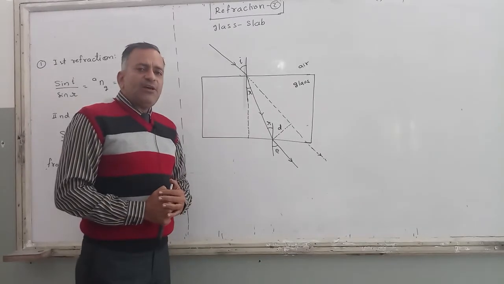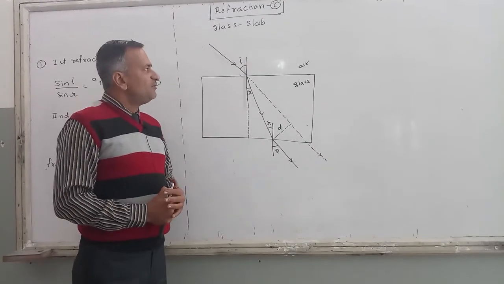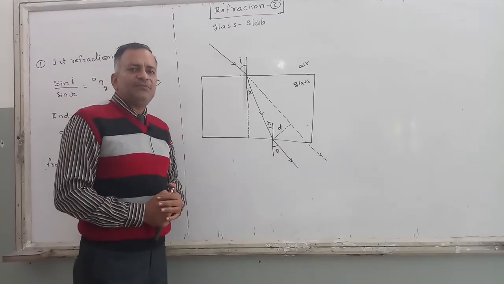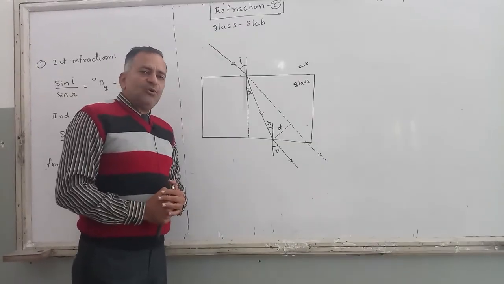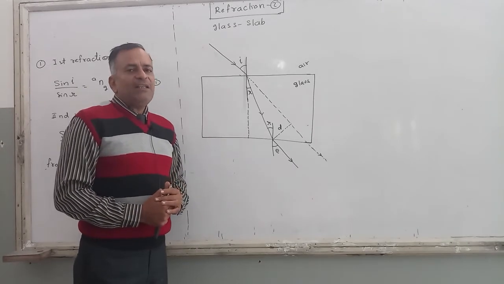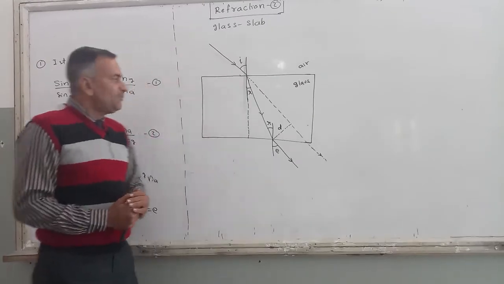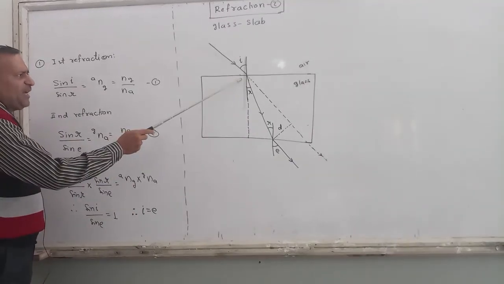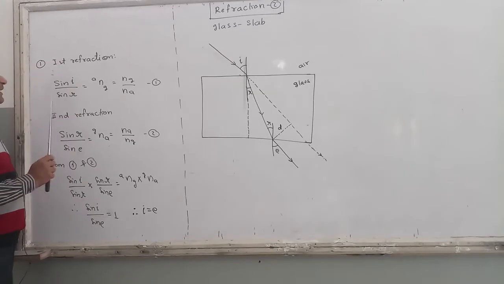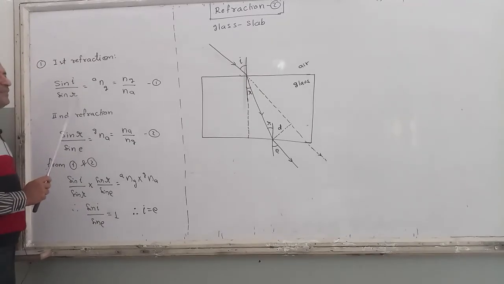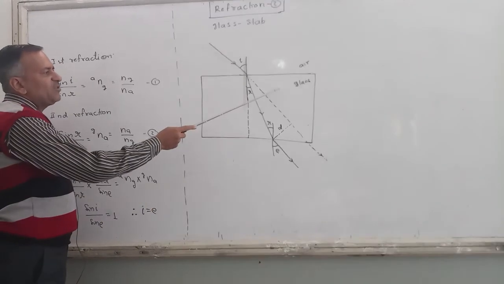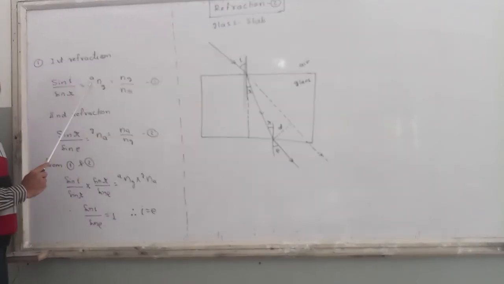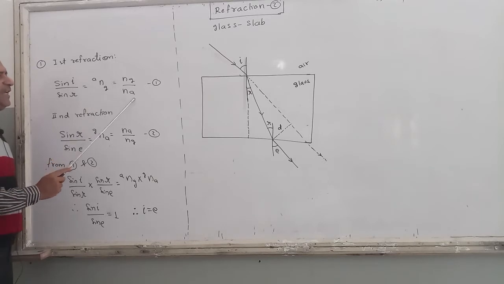Or you can also be asked about the proof that angle of incidence and angle of emergence, they are equal. So both these proofs can be done by the same mathematical procedure. Let us learn what that procedure is. Very simple. For the first refraction, write down Snell's law, that is sin I upon sin R is equal to refractive index of glass with respect to air, NGA, which can be NG upon NA.